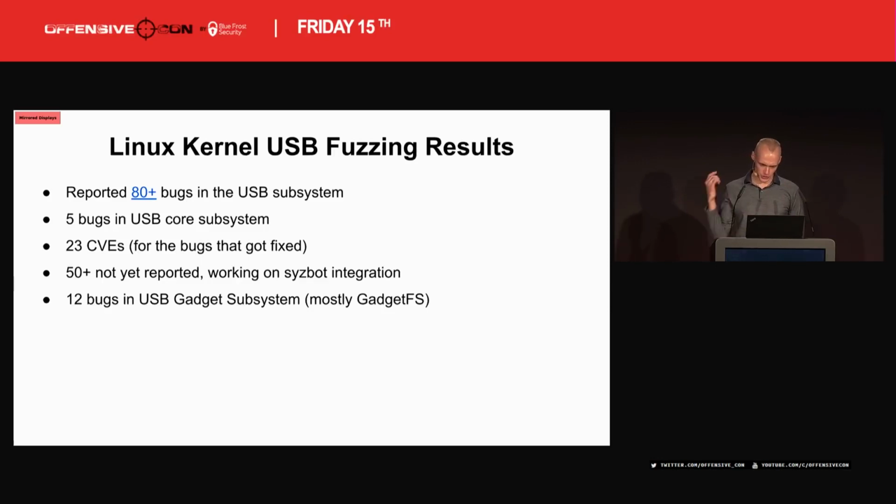I have a bunch more that are not yet reported, but what we want to do is integrate this into Syzbot and make Syzbot report all of the bugs. And the funny part is that while I was fuzzing this stuff, I found 12 bugs in the Gadget subsystem because I was stressing it. It was my target, it was my tool, but it still crashed.